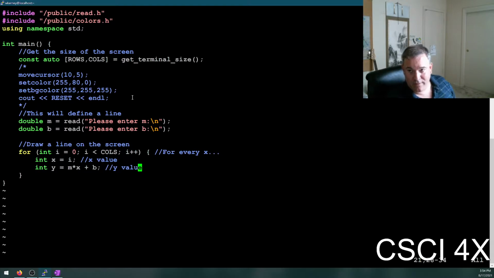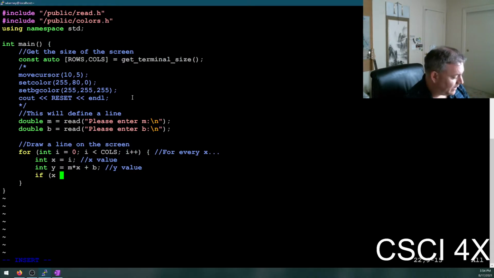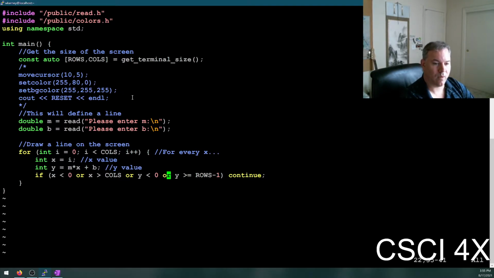Okay, so now we just need to draw the pixel on the screen. For every column on the screen, we'll draw a white pixel at that row in that column if it's within bounds. So if x is less than 0, or x is greater than columns, or if y is less than 0, or y is greater than rows, and I think we don't want it drawing on the bottom row either, or even the next to the bottom row. We'll cut it off a little bit early, at rows minus 1. Then we don't draw anything.